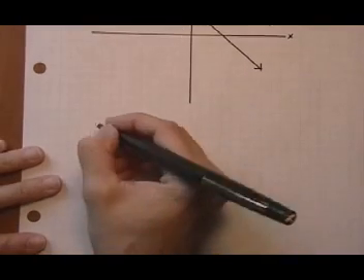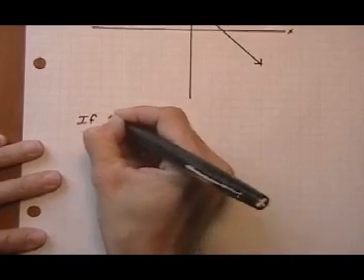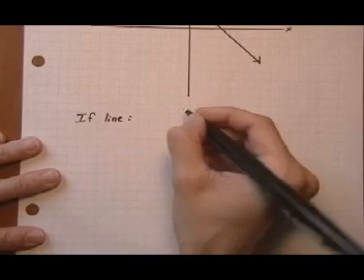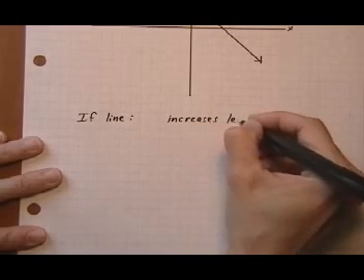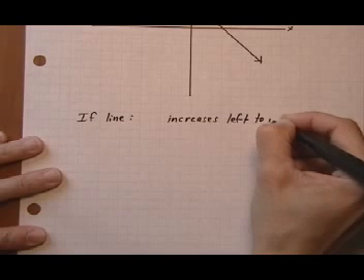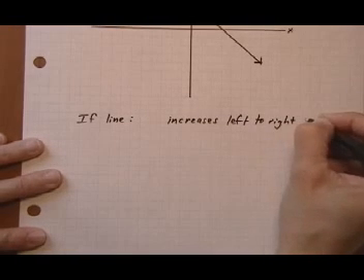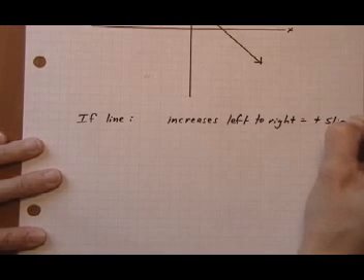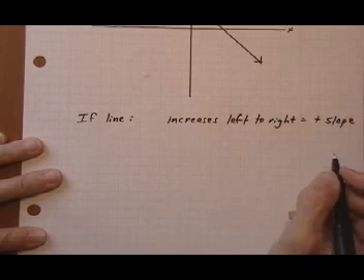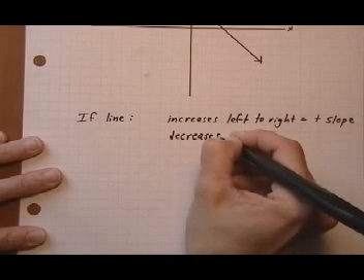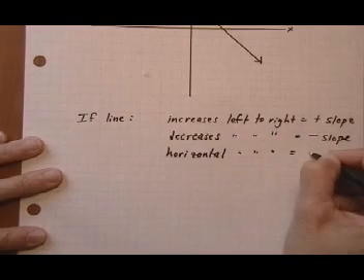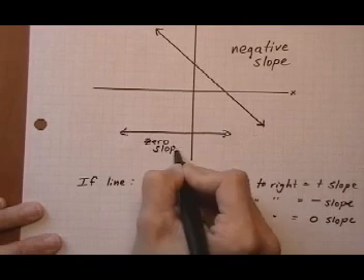General rule of thumb: if the line increases left to right, you get a positive slope, or a plus slope. If the line decreases left to right, you get a negative slope. If the line is horizontal, you get 0 slope.